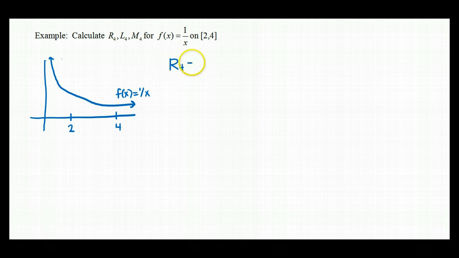So R4 is going to be delta x times the sum of j equals 1 to n, where n is the number of rectangles, so the number of rectangles I want is 4. So j equals 1 to 4 of f of a. Remember, a is 2 and b is 4. So f of 2 plus j delta x. What I can still substitute in here is a value for delta x, provided that I find delta x.